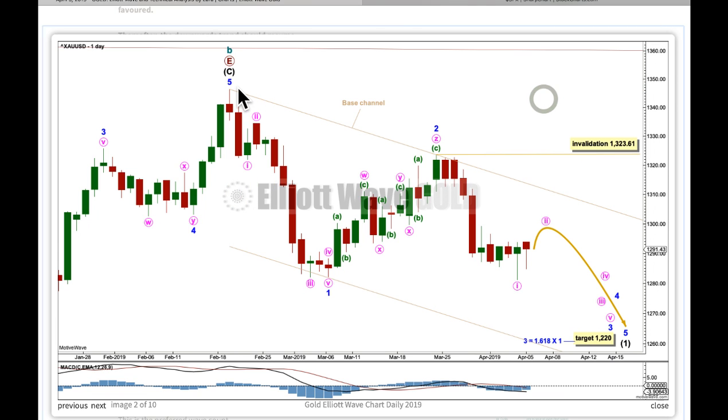From this high here, this point here, the first movement down is an impulse. I'm labeling this minor wave 1.